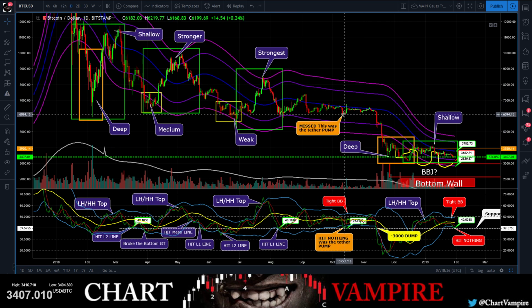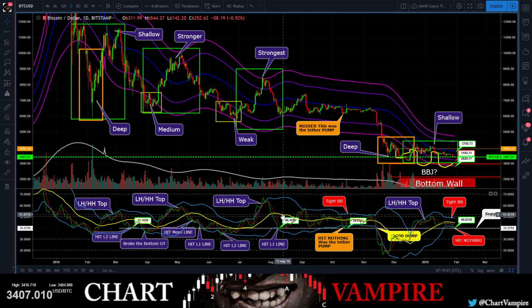Now, let me tell you what. As you go along, and I'll get to the bottom chart, this was our Tether pump. Each one of these is also marked on this chart down here. If you take a look at this, these blue lines are your Bollinger Bands. These are trend lines, and this yellow line is the same as this blue line. The yellow line is your mean line, your center line.